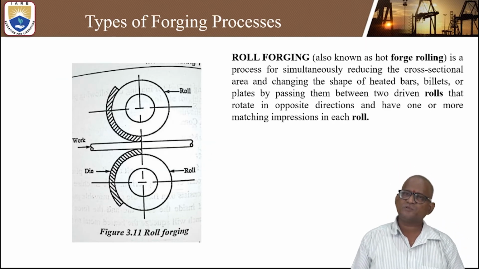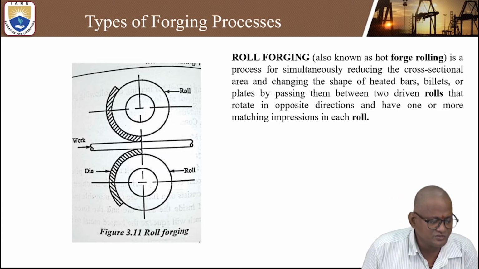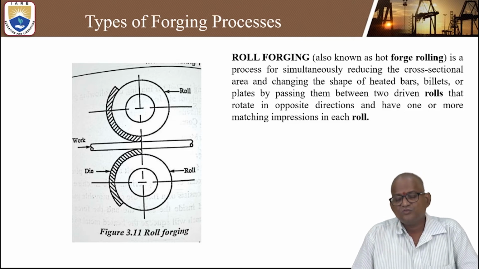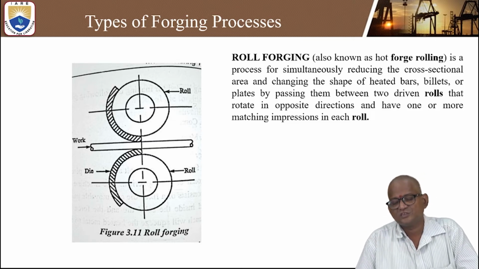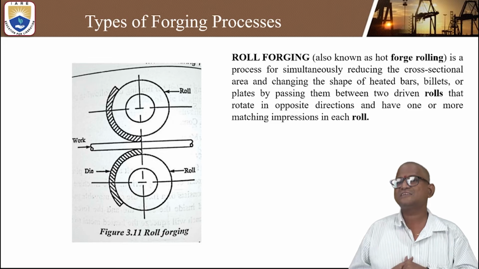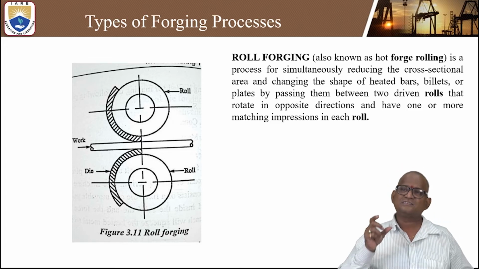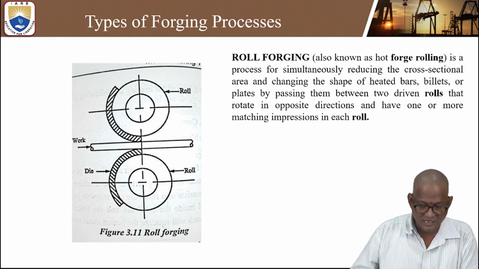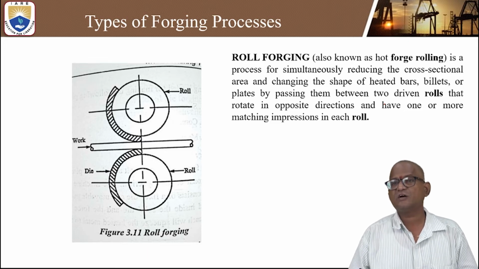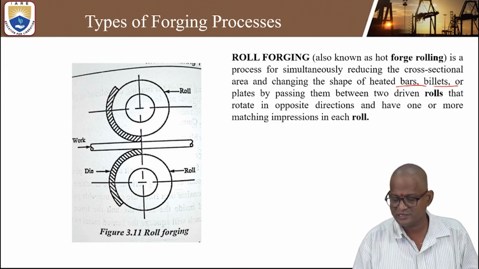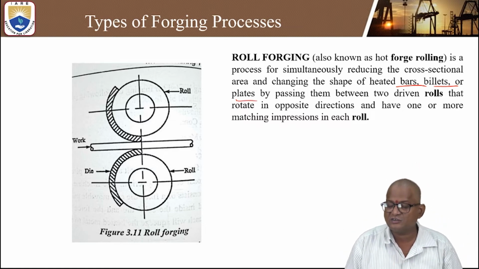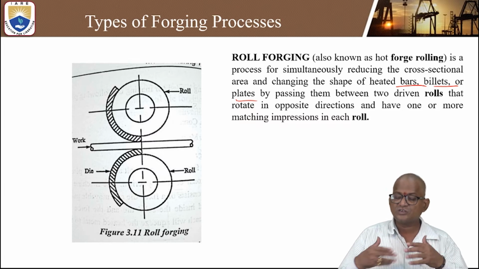Now another important type of forging is roll forging. Roll forging can also be called forge rolling, or defined as hot forge rolling. In this process, what happens? It simultaneously reduces the cross-sectional area and changes the shape of heated bars, billets and plates. These are the good applications of roll forging, by passing them between two driven rolls that rotate in opposite directions.